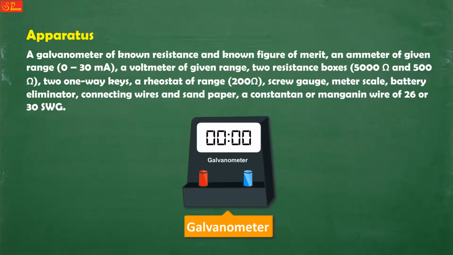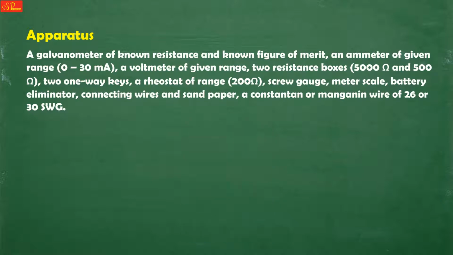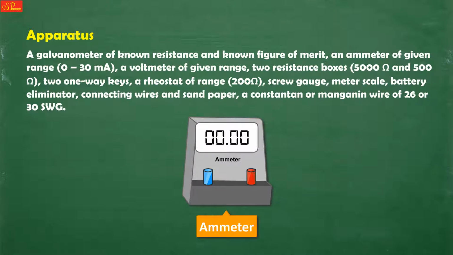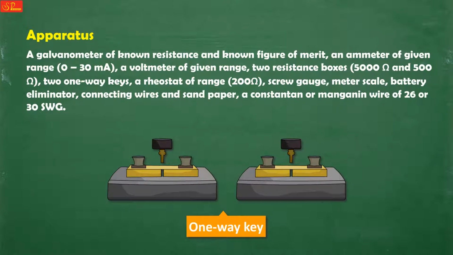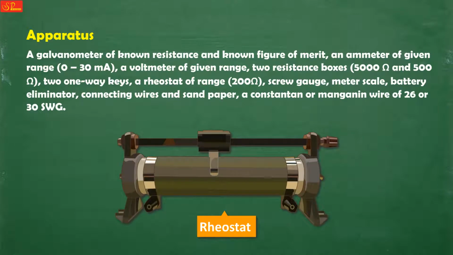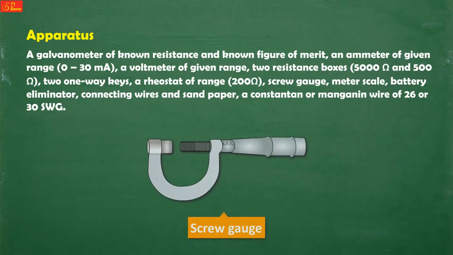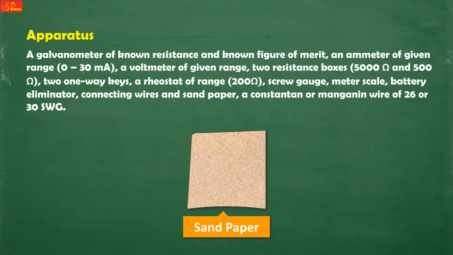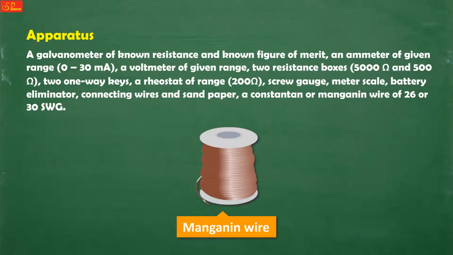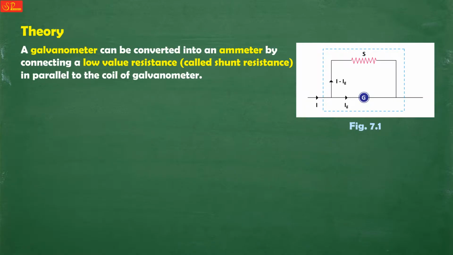Apparatus: a galvanometer of known resistance and known figure of merit, an ammeter of given range 0 to 30 mA, a voltmeter of given range, two resistance boxes 5000 ohms and 500 ohms, two one-way keys, a rheostat of range 200 ohms, screw gauge, meter scale, battery eliminator, connecting wires and sandpaper, a Constantan or Manganin wire of 26 or 30 SWG.